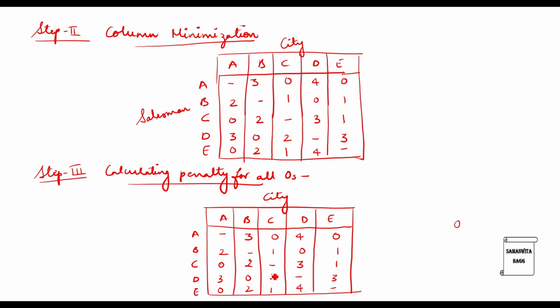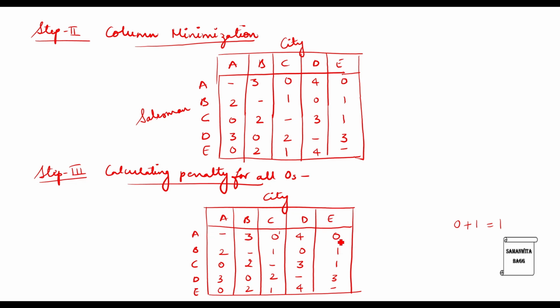Apart from the 0, in the column, the minimum value is 1. So we will add these two and this becomes 1. So the penalty for this 0 is 1. Next we'll talk about this 0 present over here. We are only going to focus on the zeros. So we will take up this 0.